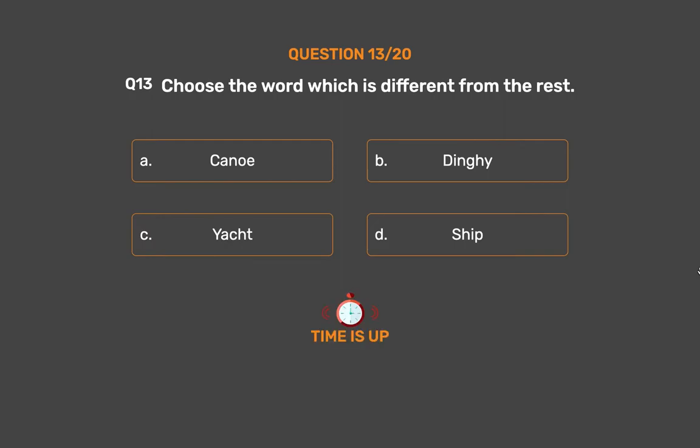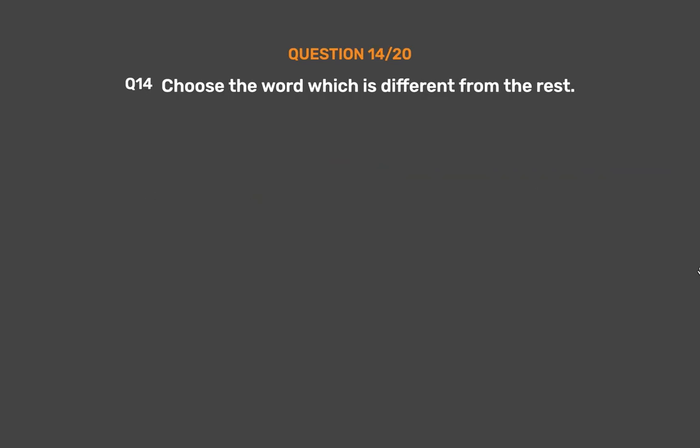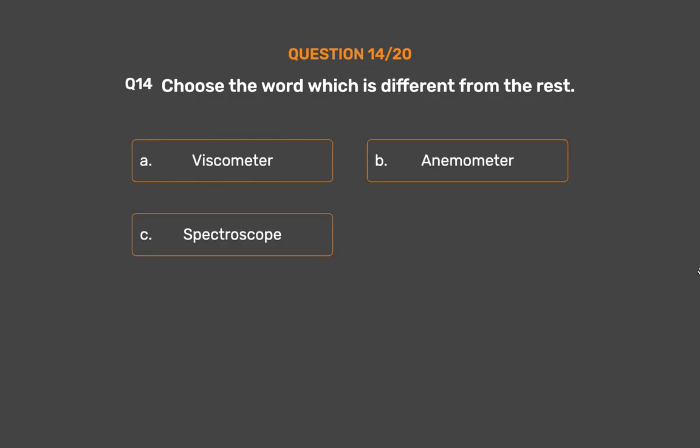The correct answer is option D, ship. All except ship are types of boats. Question number 14. Choose the word which is different from the rest. Option A, viscometer. Option B, anemometer. Option C, spectroscope. Option D, pycnometer.